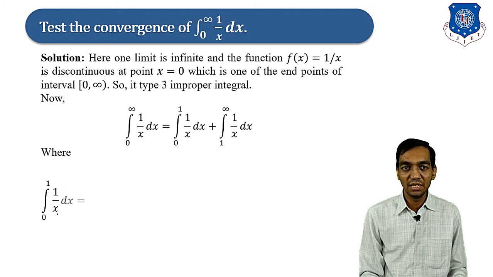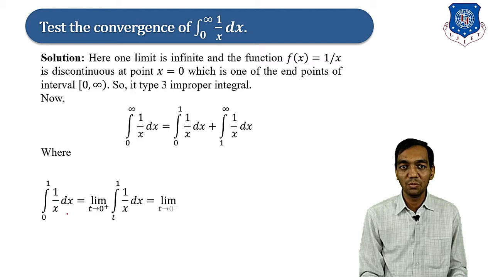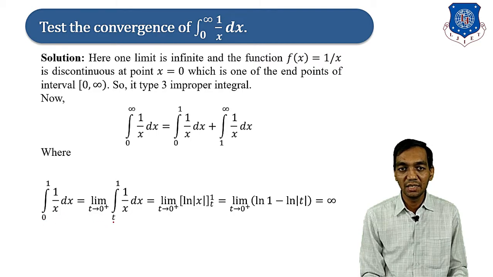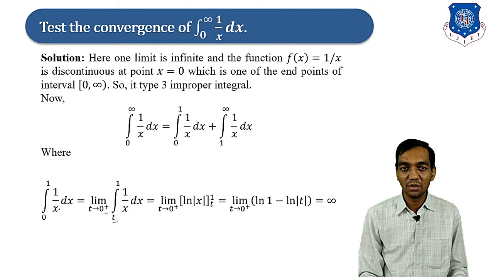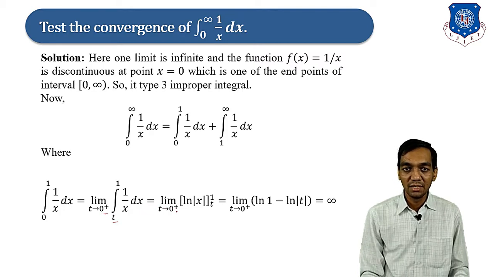Now in the first integration, the limit is from 0 to 1, 1 upon x dx. That means the function is not defined at 0. So we are replacing 0 by t, and t tends to 0 plus. So the integration now reduces to the form of limit t tends to 0 plus, integration from t to 1, 1 upon x dx. Now we are going to integrate 1 upon x, that will be log mod x, and the limit is from t to 1 where t tends to 0 plus.